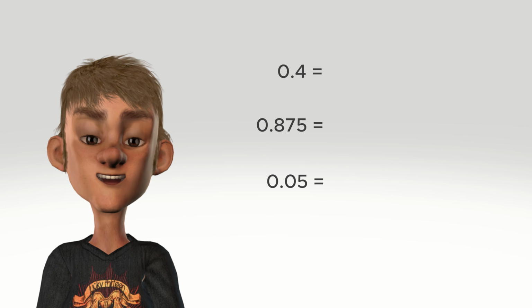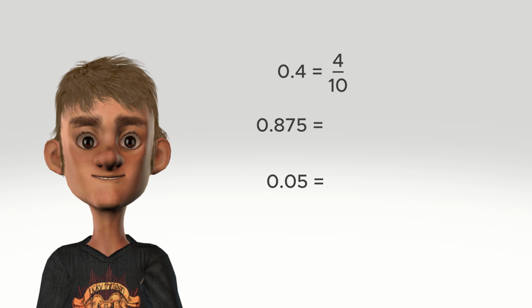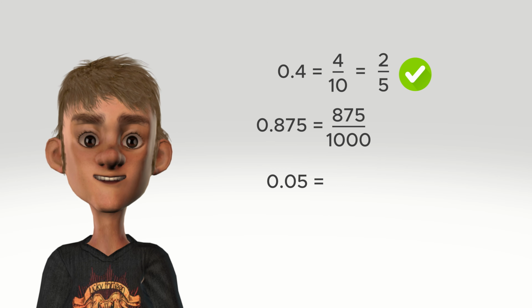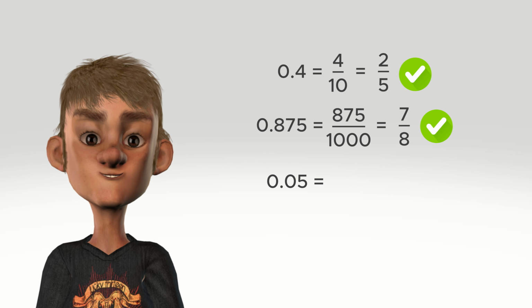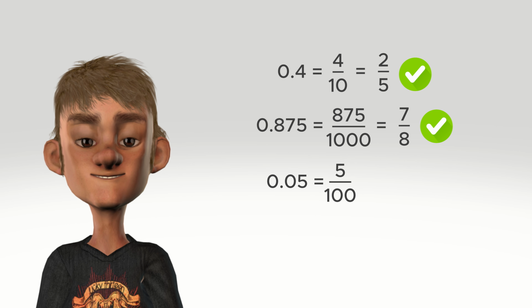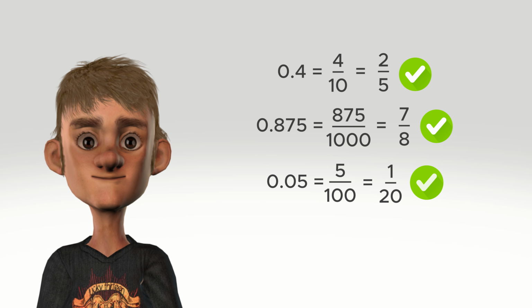Answers: 0.4 equals 4/10 equals 2/5. 0.875 equals 875 out of 1,000 equals 7/8. 0.05 equals 5 out of 100 equals 1 out of 20.